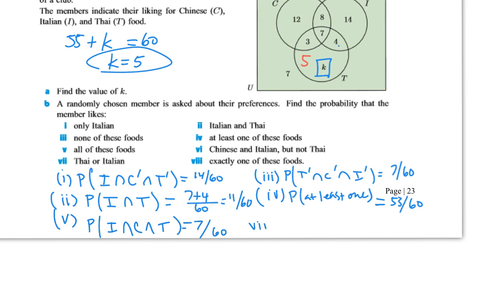And I can fit one more, part 6. Chinese and Italian, but not Thai. So you like the C, you like the I, and you don't like the T. Alright, so the C and the I, you don't like the T, that's 8 out of the 60. Okay, flipping the page.